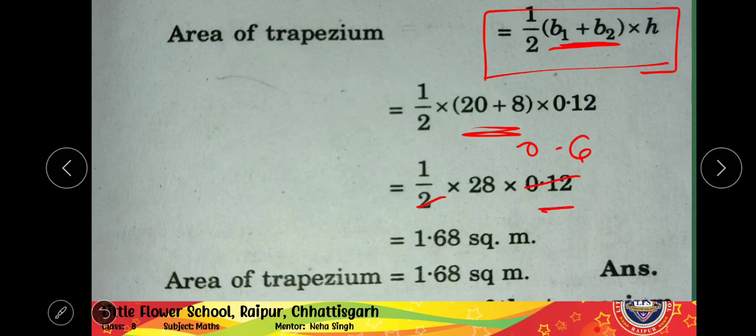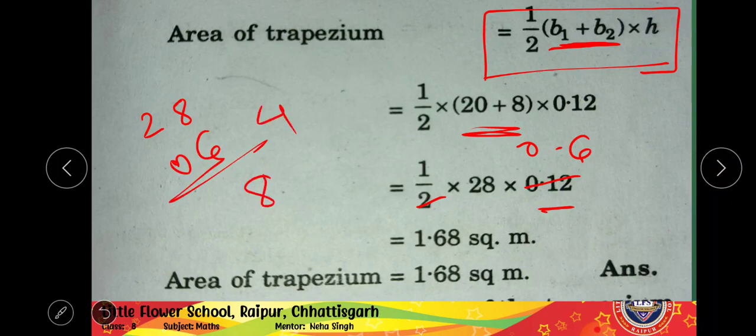Now 28 into 0.06 multiplied: 6 8s are 48, 8 and 4 carried, 6 2s are 12 and 4 is 16. 1 place decimal, 16 point, 2 places of decimal we have here, so 1.68, right? What was the answer? 1.68. Area of trapezium is 1.68 square centimeter.